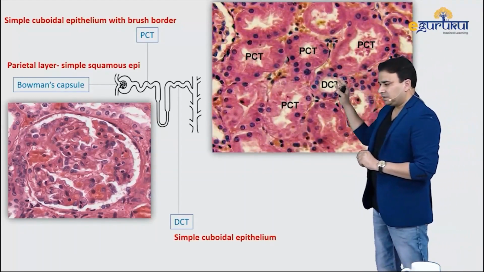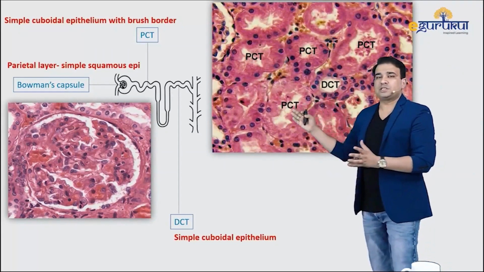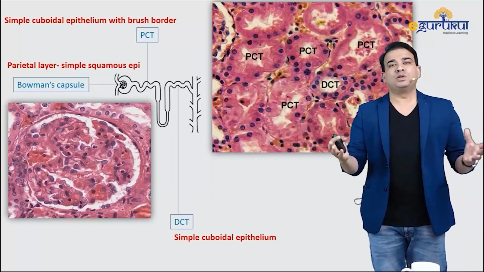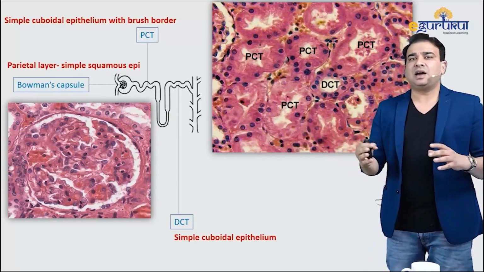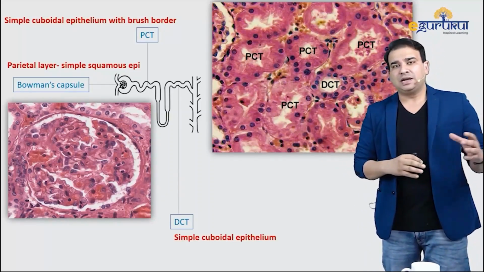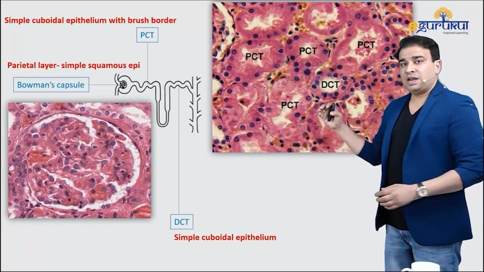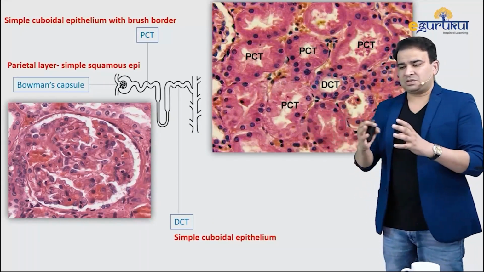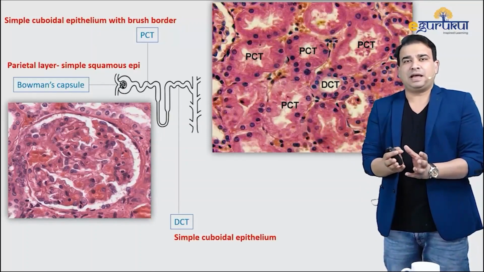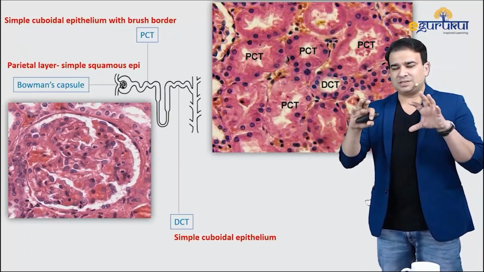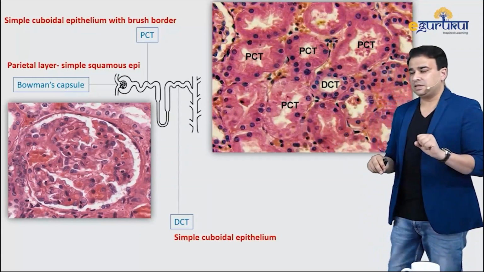Now, as you can appreciate in this picture, if you look at the section where the PCT and DCT are marked, the diameter of the proximal convoluted tubule is way more than the DCT. The PCT are on average like 60 to 70 micrometer in diameter. Whereas when you compare it with the DCT, which is hardly 15 to 20 micrometer in diameter. So there is a huge difference between the size, the diameter of the PCT and DCT.